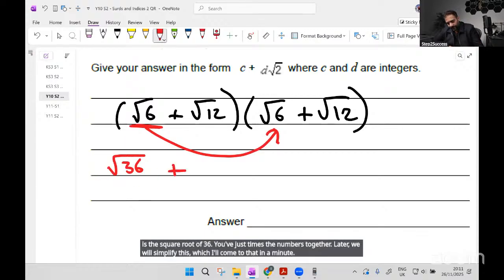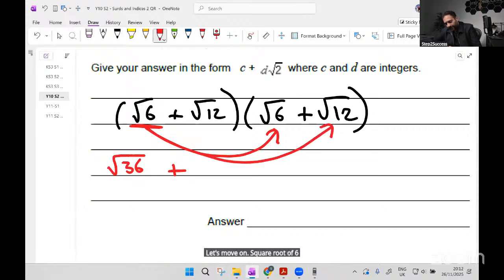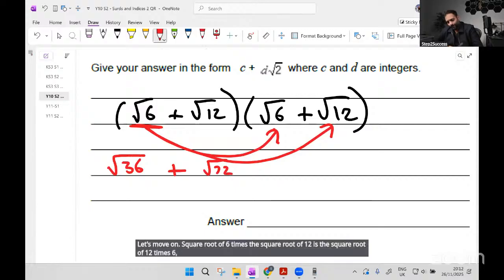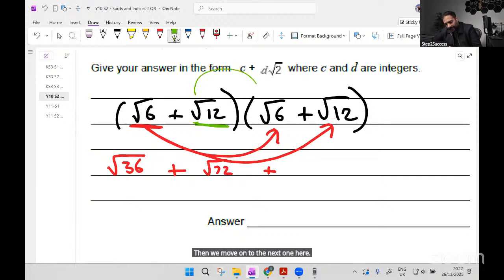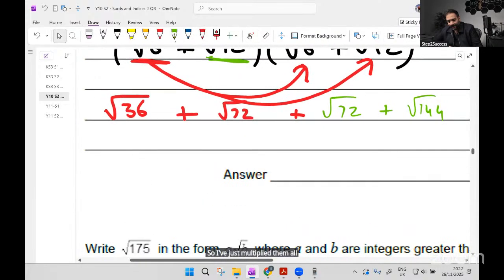Let's move on. Square root of 6 times the square root of 12 is the square root of 12 times 6, which is 72. Then we move on to the next one here. That times that is the square root of 72 again. And this times this is the square root of 144. So I've just multiplied them all together.